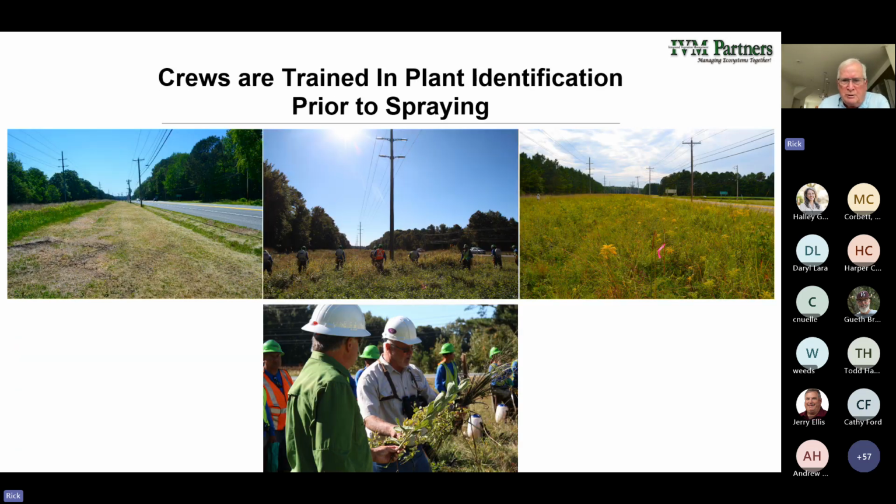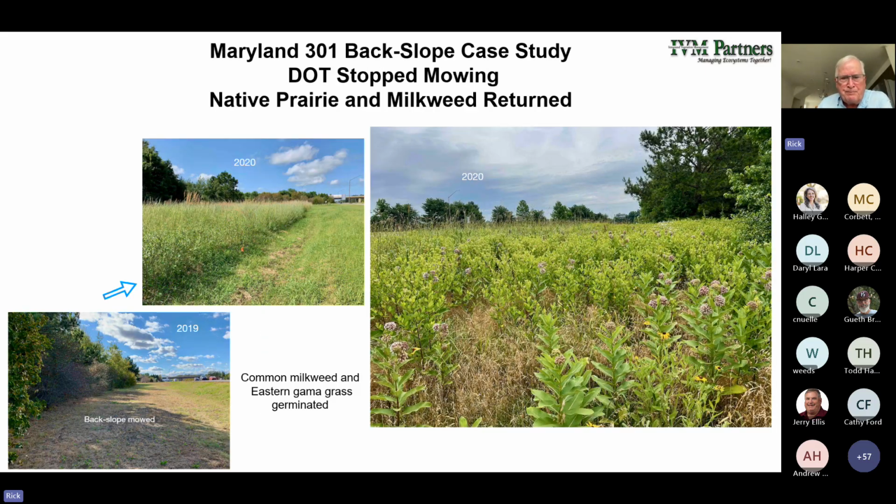We also worked here, this is near St. Michael's, Maryland, working with Choptank Electric and the DOT. And instead of mowing all the way back, the crews go down and we show them not only what we want you to treat, but what we want you to not treat to make sure we keep our good habitat.